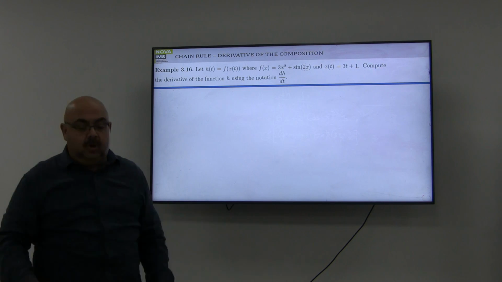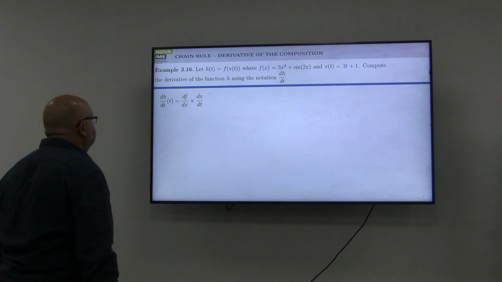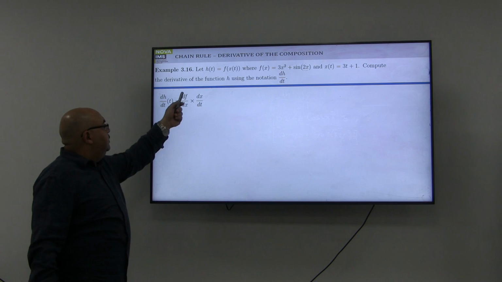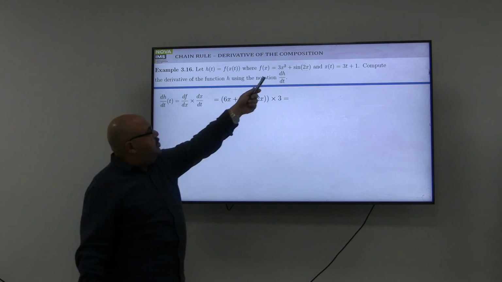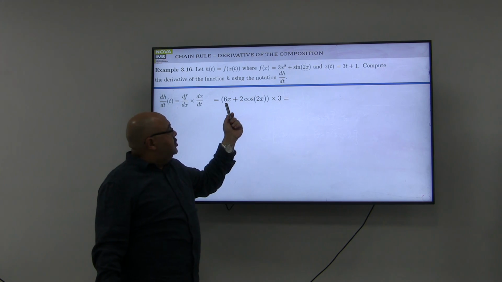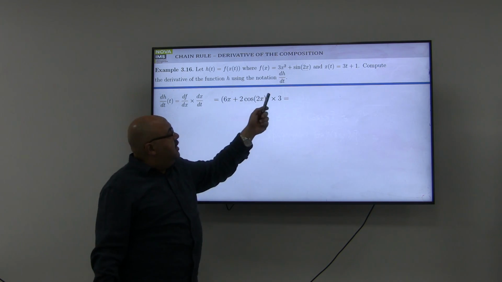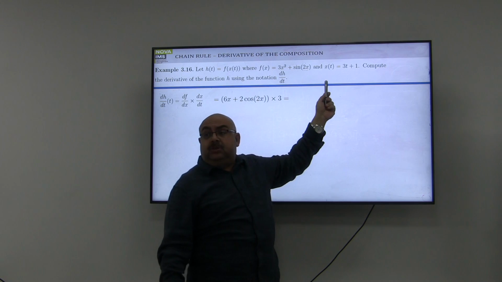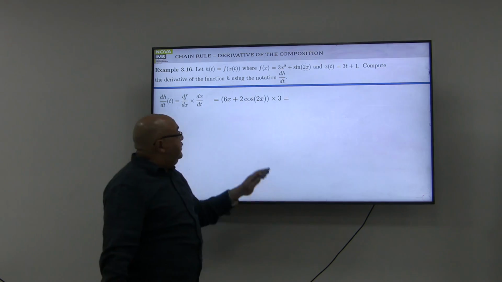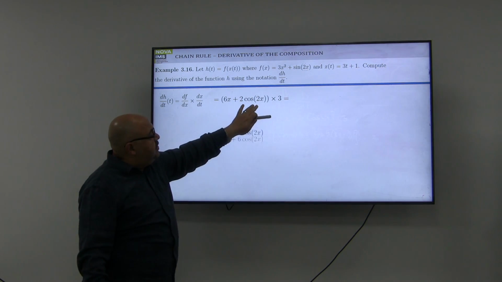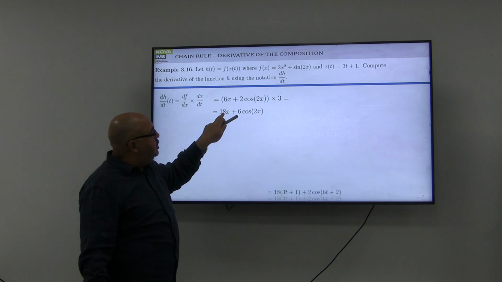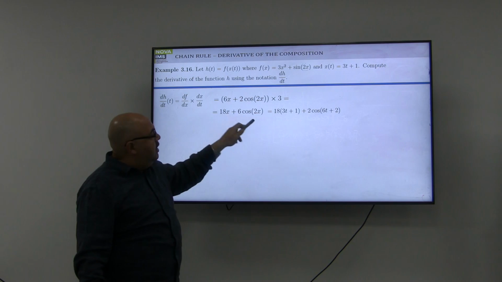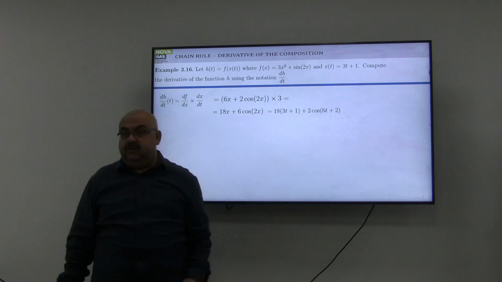Once more, look, if I want to find dh by dt, I will multiply df by dx times dx by dt. So all I have to do is differentiate this, which is going to be 6x plus 2 cosine 2x, times the derivative with respect to t, which is going to be 3. After differentiation, start substituting instead of x the value, which is 3t plus 1. So this is the final result for this problem.